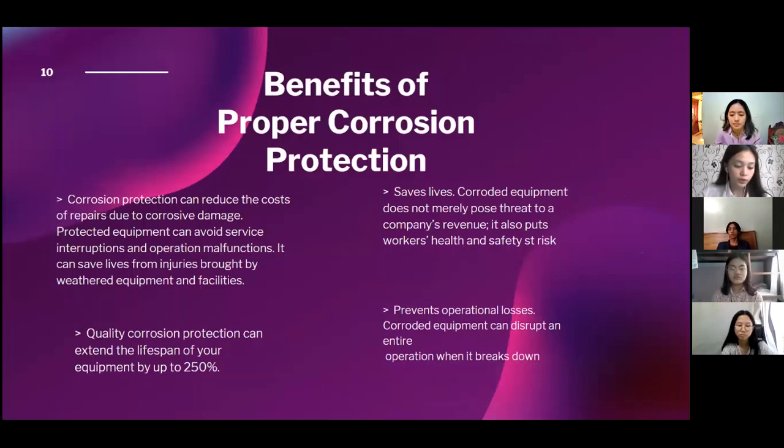Benefits of proper corrosion protection. Corrosion protection can reduce the cost of repairs due to corrosive damage. Protected equipment can avoid service interruptions and operation malfunctions. Corrosion protection can save lives from injuries brought by weathered equipment and facilities. Industries, most especially the ones exposed to the harshest corrosive agents, such as salt water and soil, can benefit greatly from quality corrosion protection services. Quality corrosion protection can extend the lifespan of your equipment by up to 250.